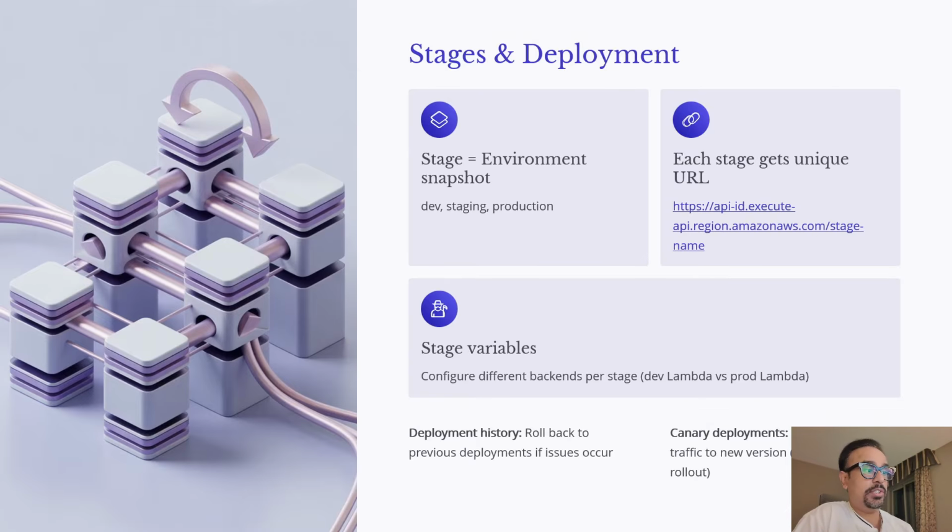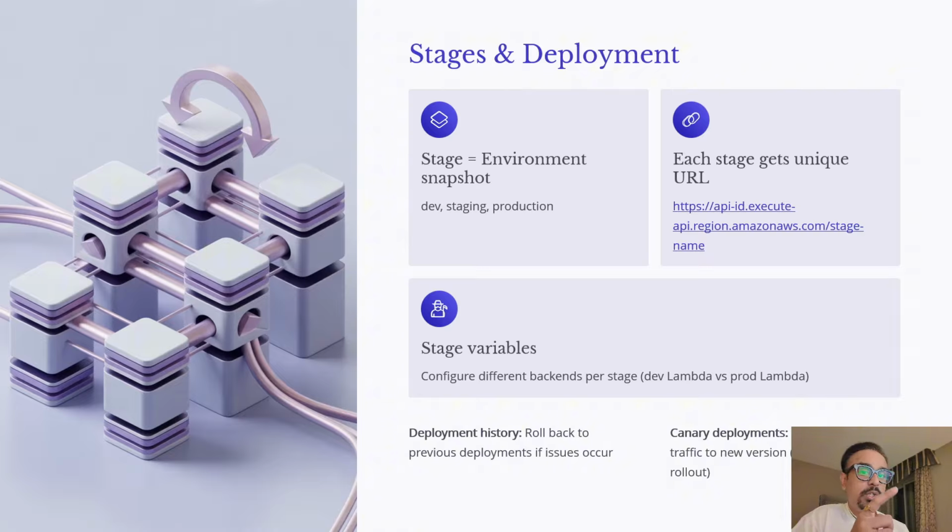Then comes stages and deployment in API Gateway, and they play a big role in version control and release management. A stage represents an environment snapshot of your API, for example, dev, staging, or production. Each stage acts as an isolated environment for testing or live traffic, and every stage has its own unique URL. So this is the same dev, test, and production that we are talking about, and this is known as stages.